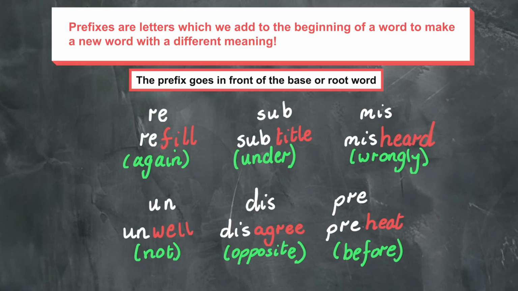We have un, which means not. So for example, you may be unwell, meaning that you are not feeling well. We have dis, which means the opposite. So we could have disagree, which is the opposite of agree. And lastly, we have the prefix pre, meaning before. Like you may preheat something, meaning to heat something up before you put something else in.